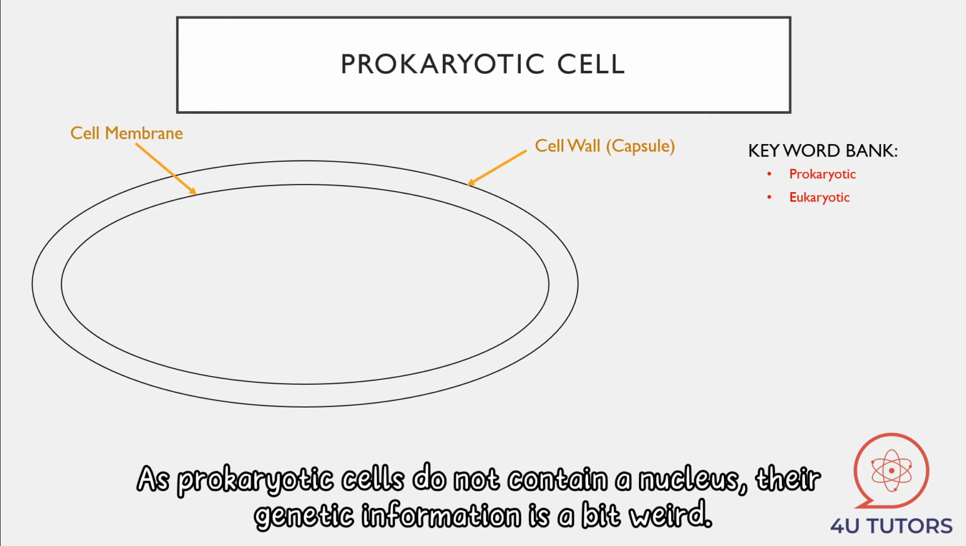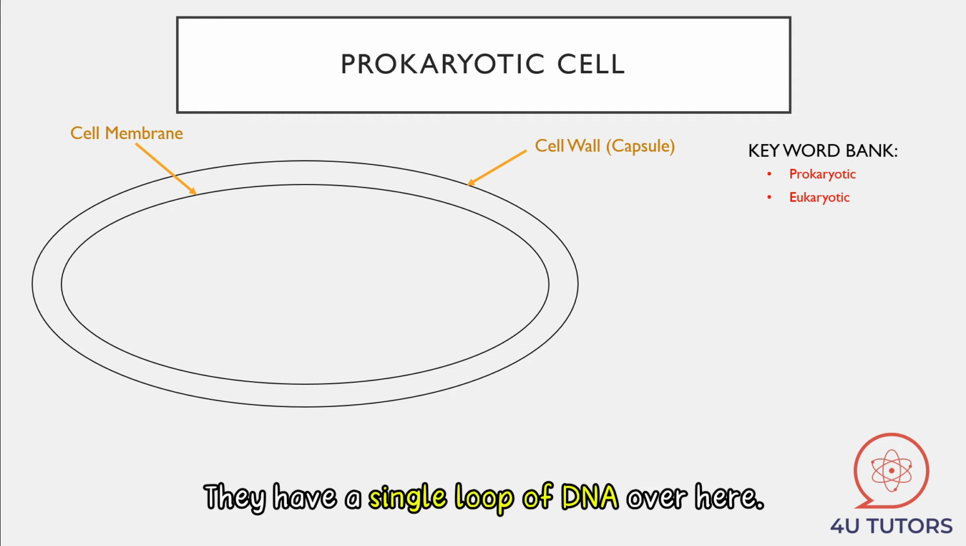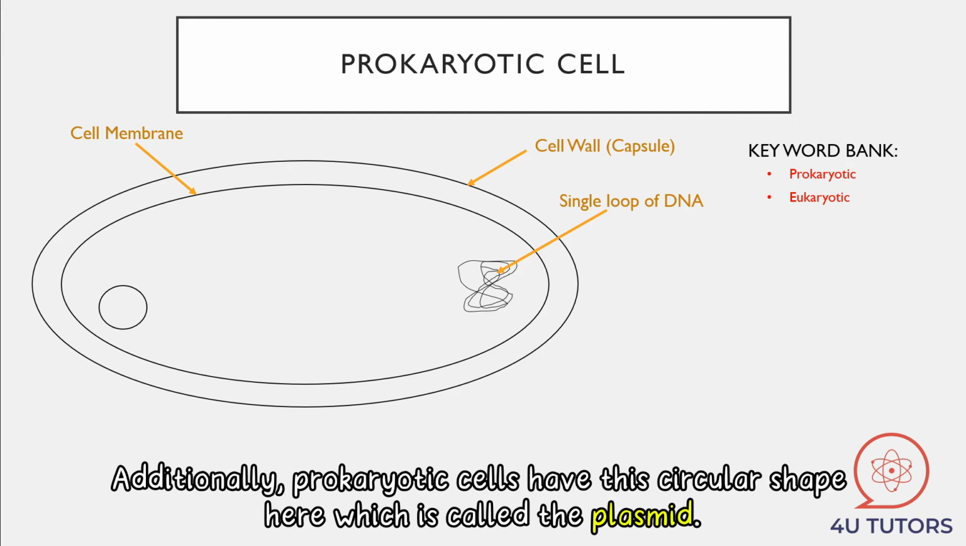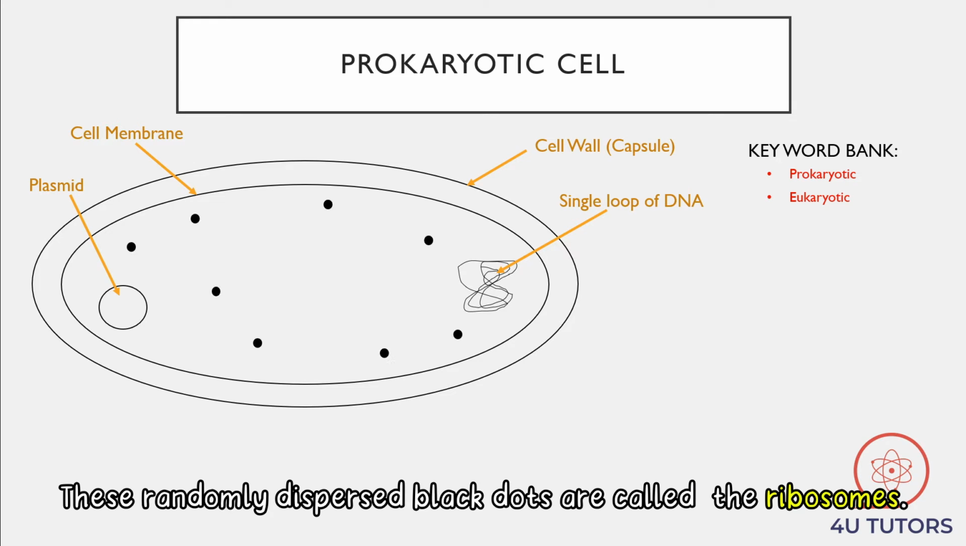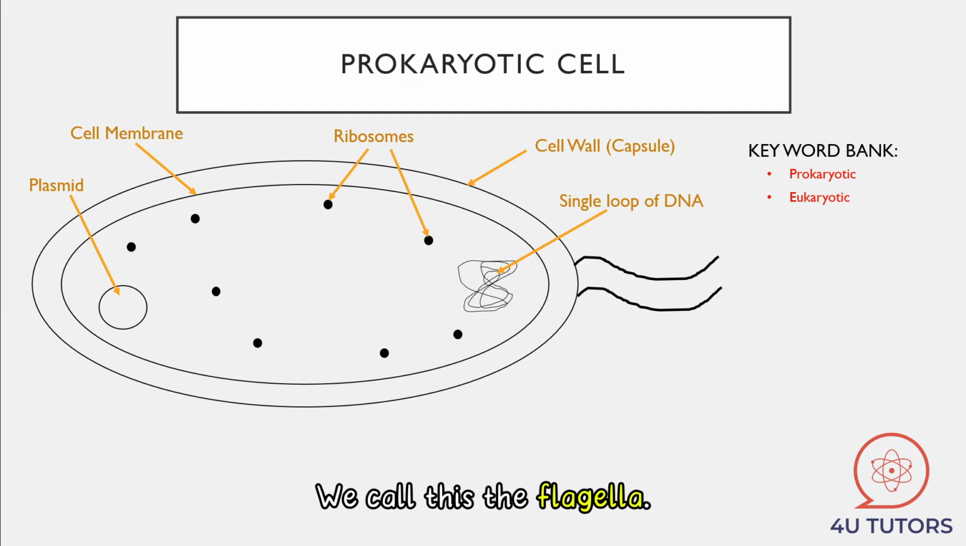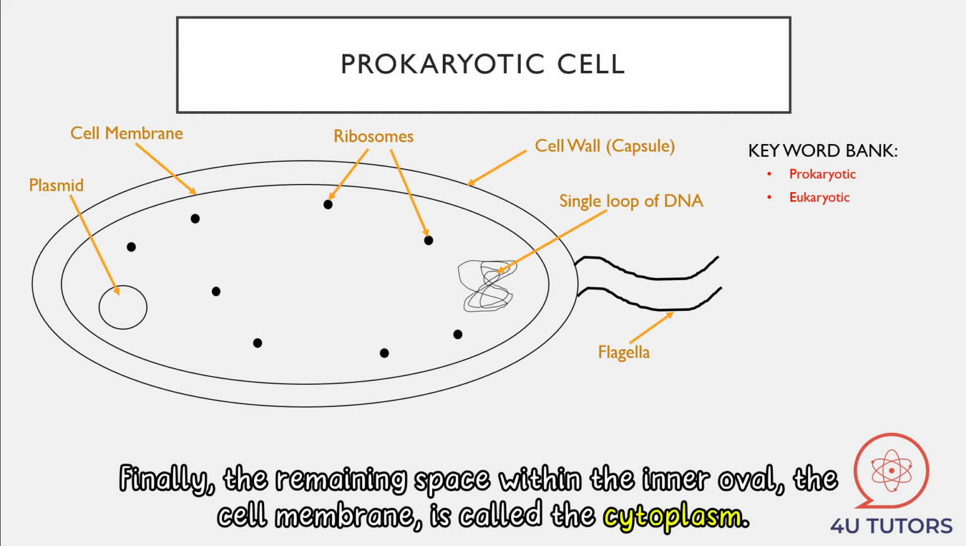As prokaryotic cells do not contain a nucleus, their genetic information is a bit weird. They have a single loop of DNA over here. Additionally, prokaryotic cells have this circular shape here, which is called the plasmid. These randomly dispersed black dots across the cell are called the ribosomes. The cell contains tail-like structures like so. We call this the flagella. Finally, the remaining space within the inner oval, the cell membrane, is called the cytoplasm.